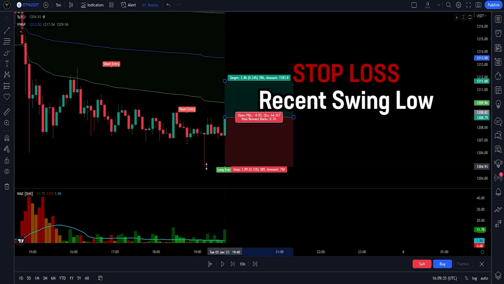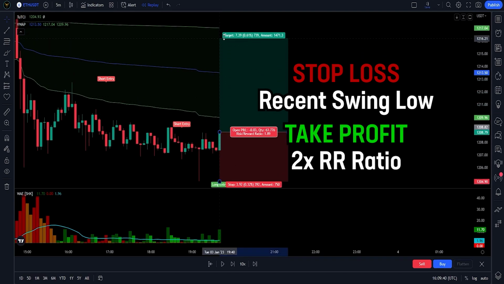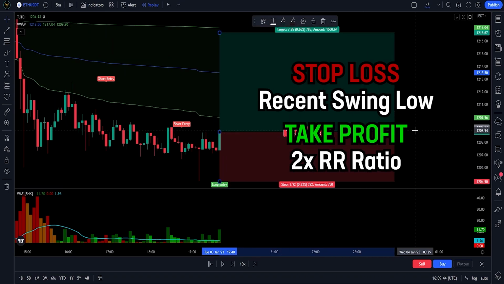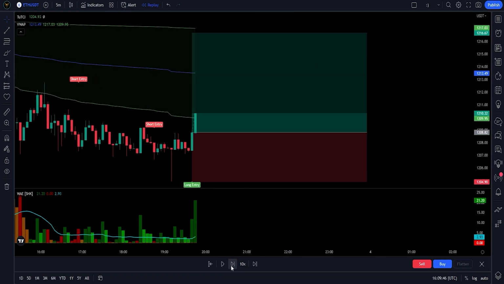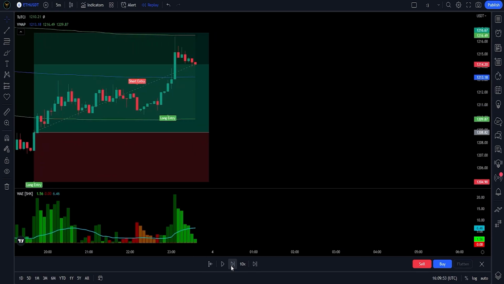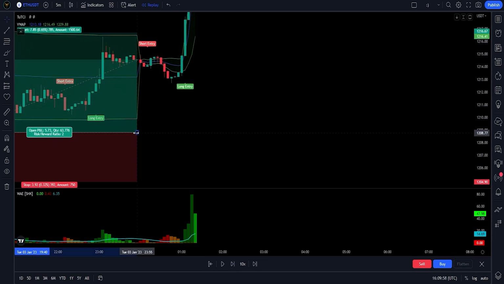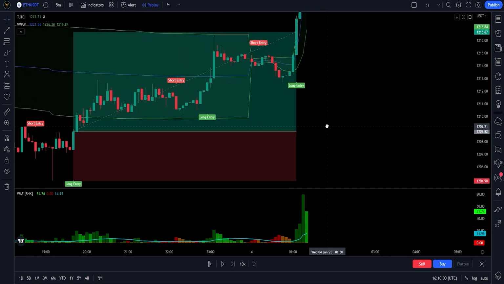Our stop loss will be placed at recent swing low, and our take profit will be set to 2 times the risk to reward ratio. Now that everything is set, let's see if we were correct on this trade. Success! Our prediction was correct, and we made a profitable long trade.